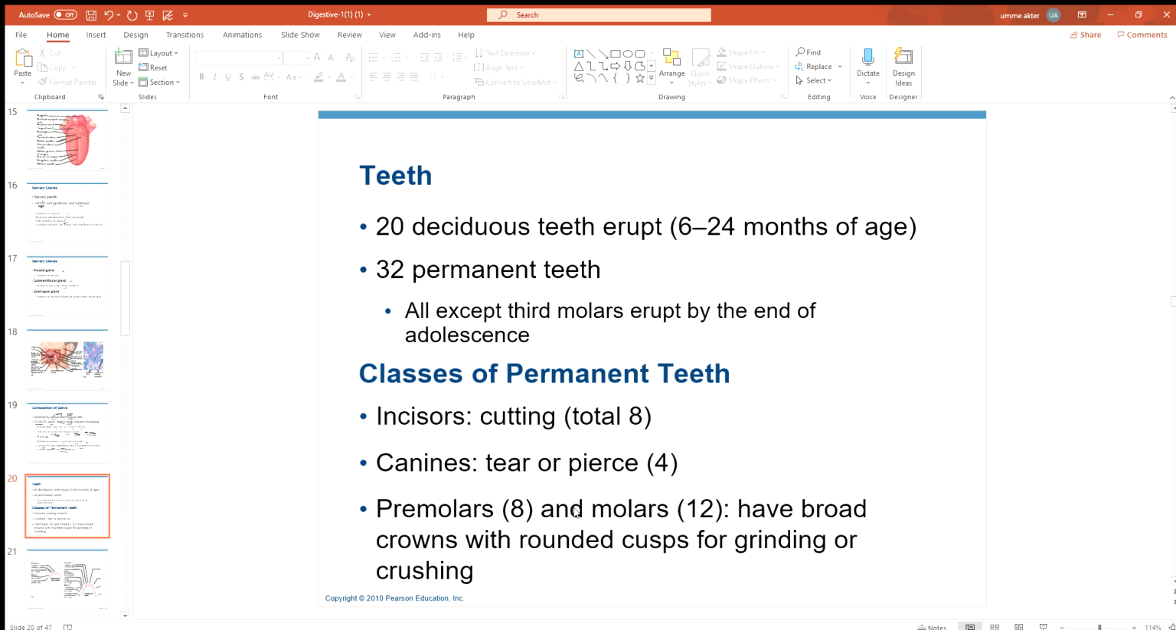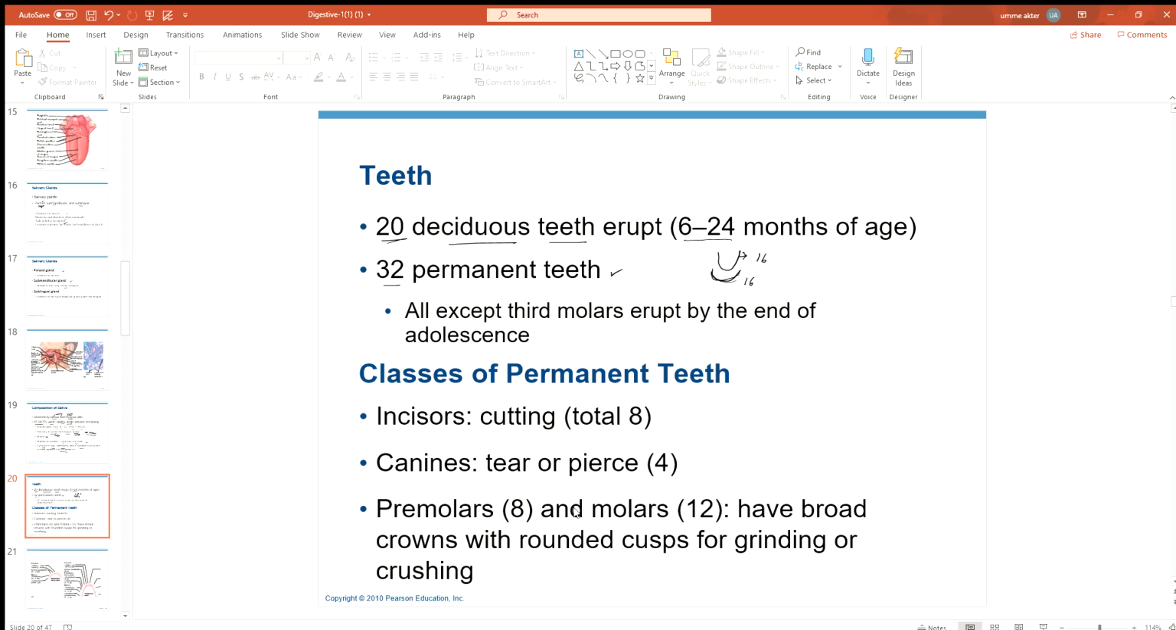Teeth. In the early part of your life, very early, 6 months to 24 months, during that time you get only 20 deciduous teeth, and then deciduous teeth are replaced by 32 permanent teeth, and 32 permanent teeth are present in two arches, right? Upper dental arch and lower dental arch. Upper dental arch in the maxilla, lower dental arch attached to the mandible. Okay, so 16 in each arch.